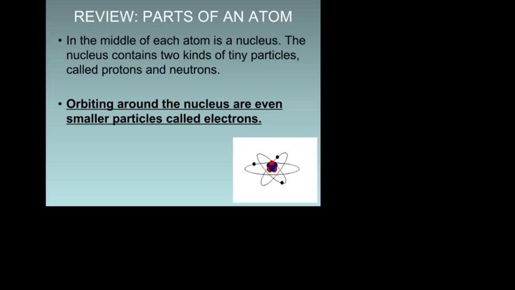Your protons have positive charges, your neutrons are neutral. And orbiting around the nucleus are teeny, tiny particles called electrons. These electrons are so small that we don't even include them in the mass of the atom overall. So if you look at the atomic mass of any element, it doesn't include the electrons because they're so small.